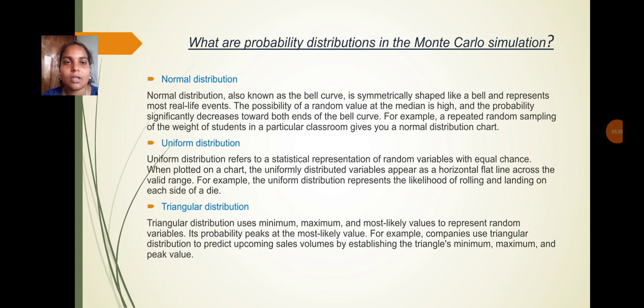When plotted on a chart, the uniformly distributed variables appear as a horizontal flat line across the valid range. For example, the uniform distribution represents the likelihood of rolling and landing on each side of the dice. Triangular distribution. This uses minimum, maximum and most likely values to represent a random variable. Its probability peaks at the most likely value. For example, companies use triangular distribution to predict upcoming sales volumes by establishing the triangle's minimum, maximum and peak value.